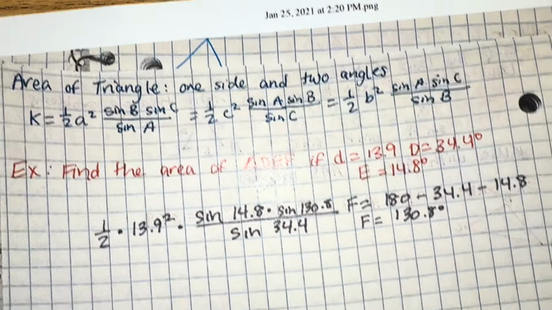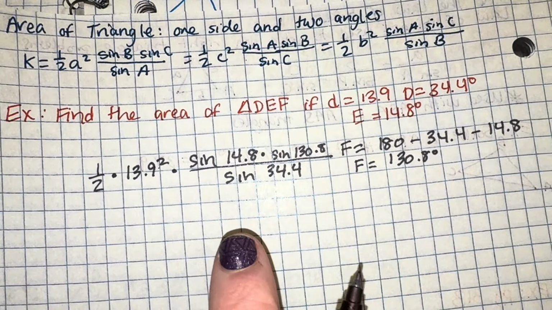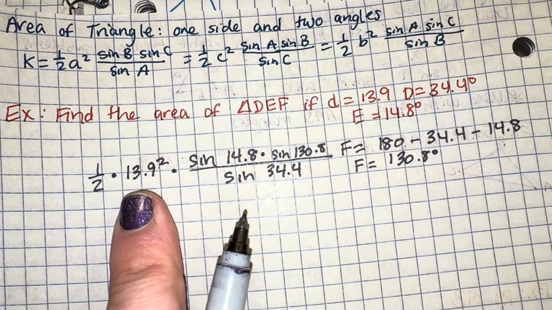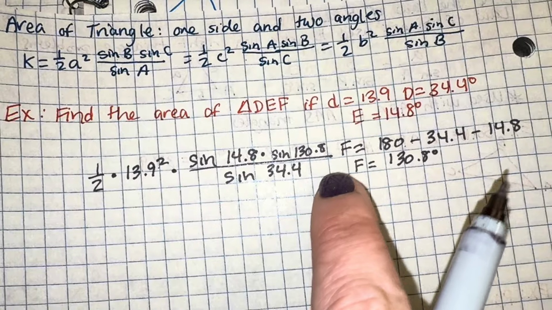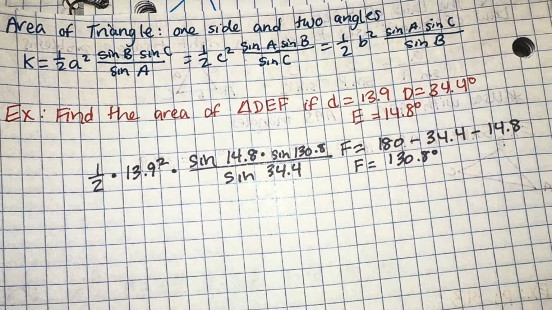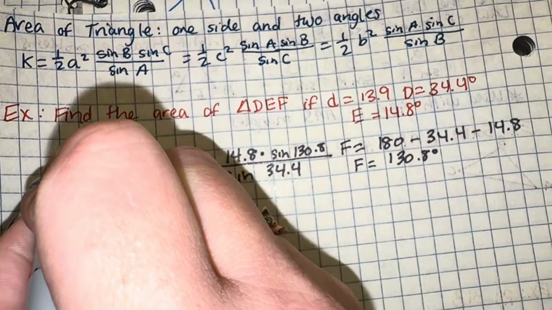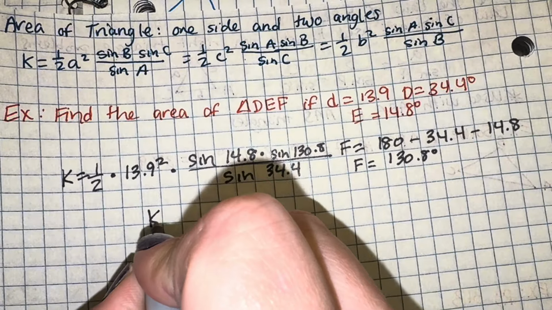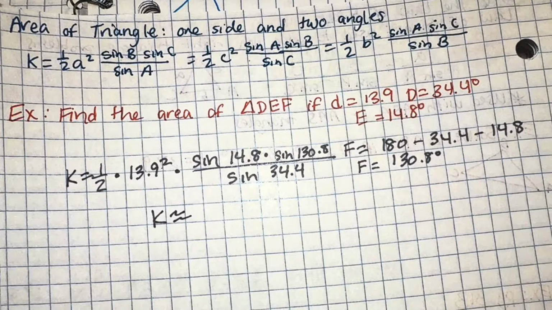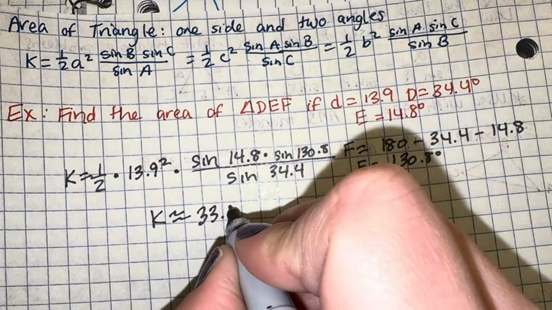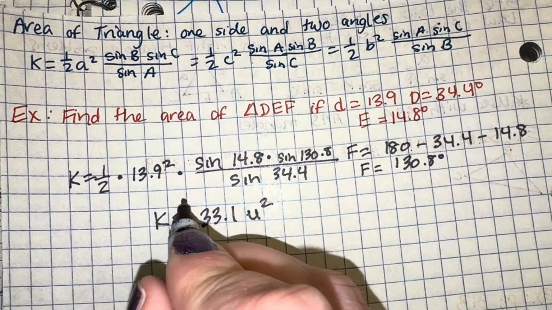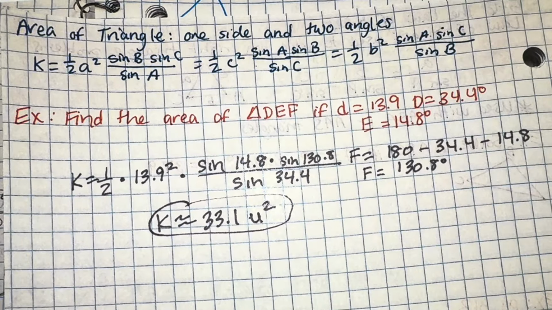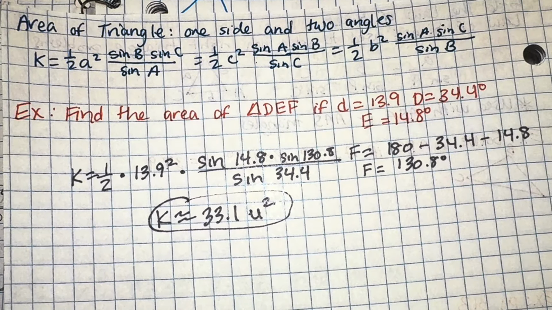Okay, and you're going to plug that into your calculator. Be careful when you plug that in that this gets squared and that this goes in as one whole piece inside parentheses, so it's all multiplied by that. All right, so that's going to be our K, and we're going to get a K with an approximate amount of 33.1. And it didn't tell us our unit, so I'm going to call that U squared for unit squared. All right, thank you.